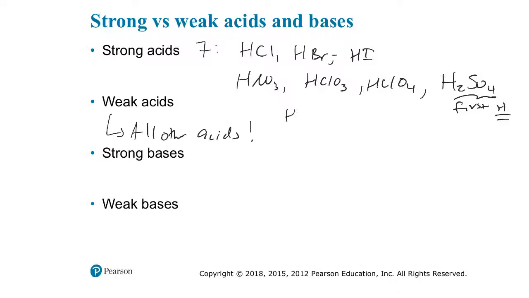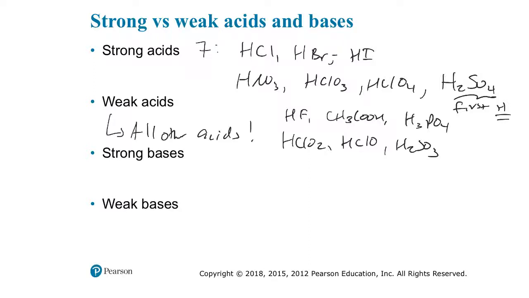We just have to memorize those so we can identify all other acids from naming. Some examples would be HF, acetic acid, phosphoric acid. Notice that the strong acids are only the HX, not all the HX, but there's no others. So HClO2, HClO, H2SO3, these are all examples, including others, of weak acids.